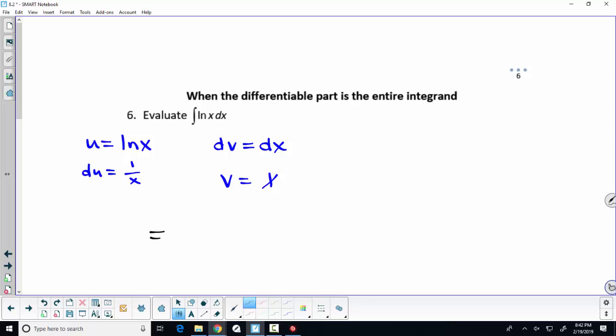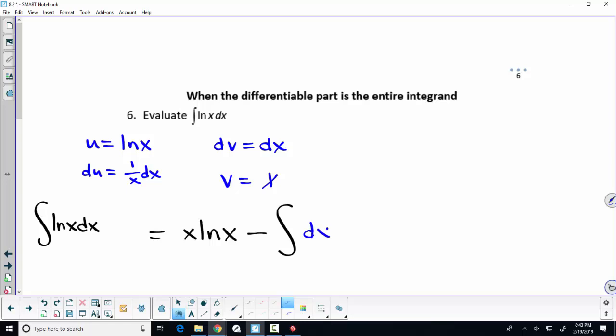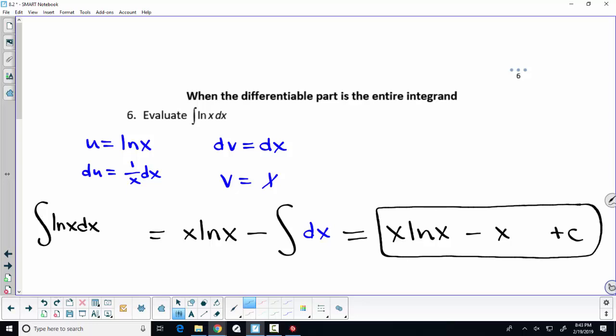That tells us that the integral of the natural log is u times v, x ln x, minus the integral of v du. Sorry, I forgot my dx here. Well, x over x is 1, so we're just integrating dx again, which is x. So that's x ln of x minus x plus c. So there's the antiderivative of the natural log.